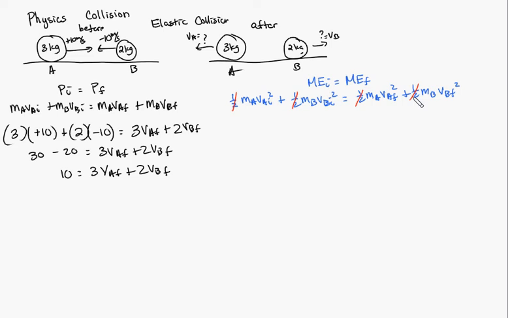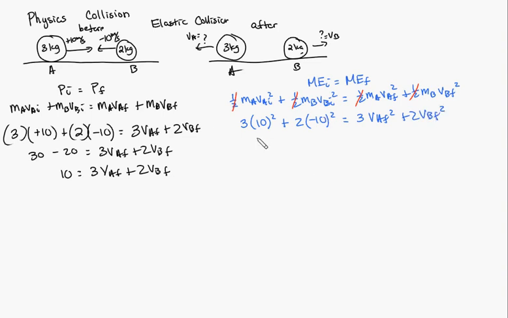So if you don't have to find the exact energy for each individual ball, you could just ignore the 1/2. Then let's plug in everything that we know. Mass of A is 3, velocity of A is 10, and you want to square it. Mass of B is 2, velocity is negative 10, and you also want to square that, and then plug in these masses over here. So 3 times VAF squared plus 2 VBF squared.